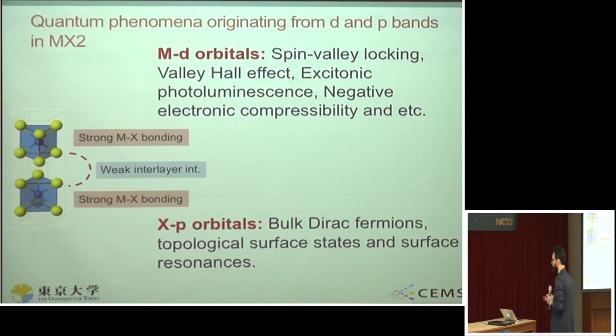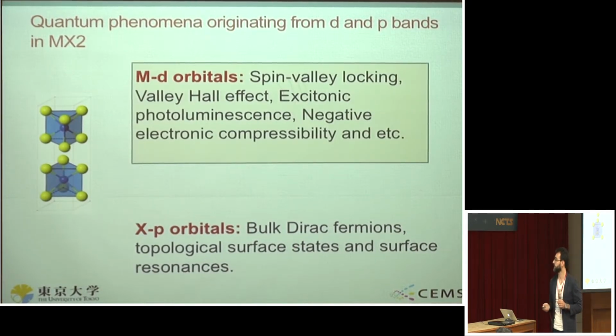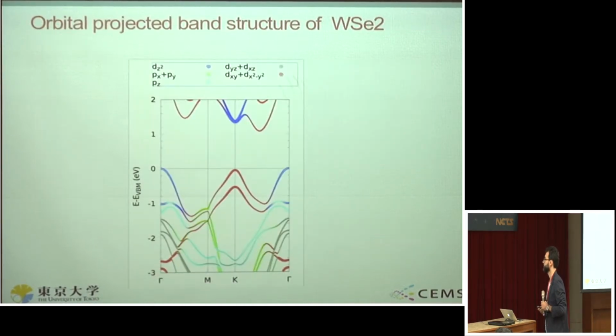So before starting the main physics, which is related to the p orbitals, and they are actually very interesting in terms of topology, I will just briefly talk about one of the examples of the things that we have studied for the d orbital in transition metals, and it is basically this negative electron compressibility, which is the effect of electron-electron correlation on the electronic structure of transition metal dichalcogenides.